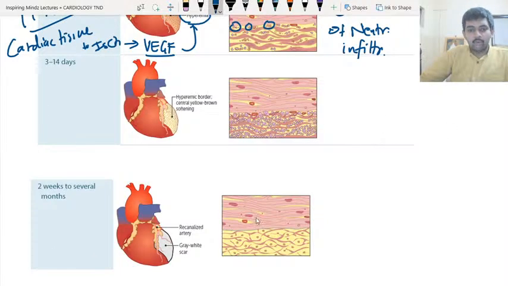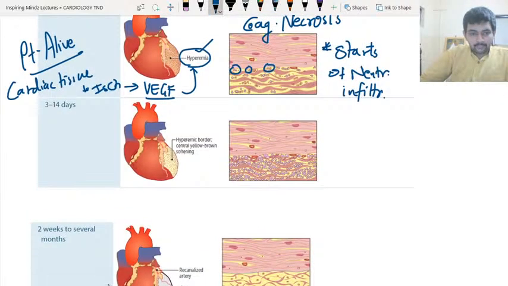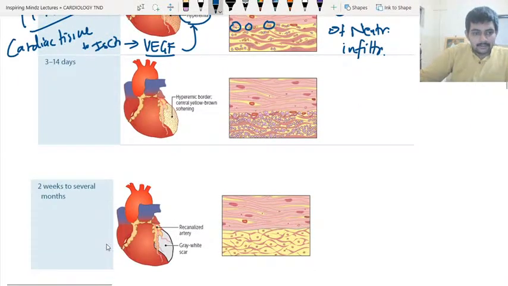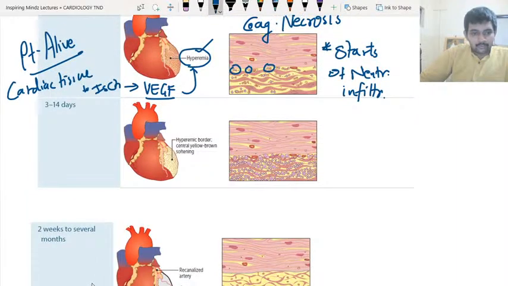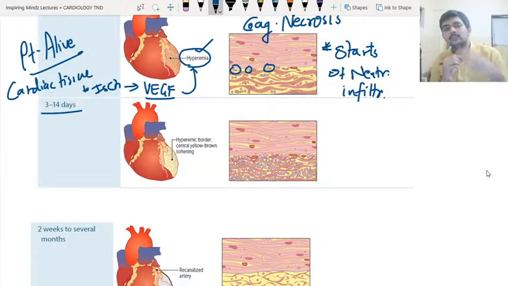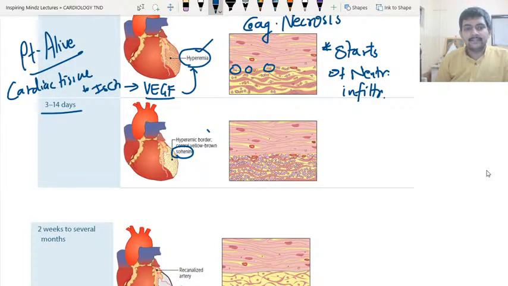But now let's go to 3rd to 14th day. What happens at 3rd to 14th day? The central area starts becoming softened. So the gross finding is a hyperemic border with central softening.